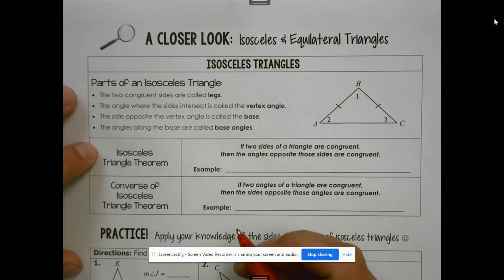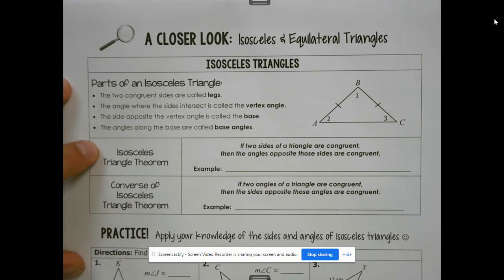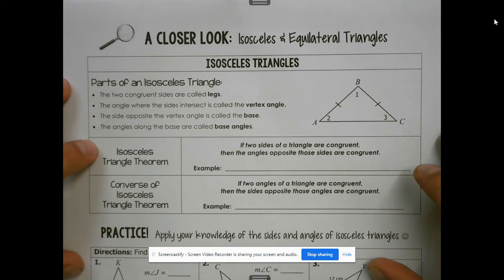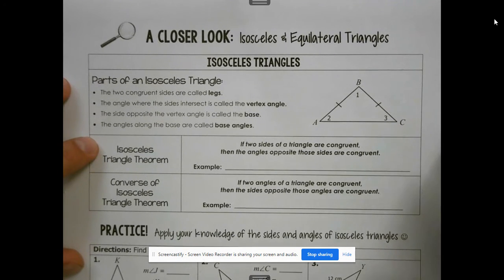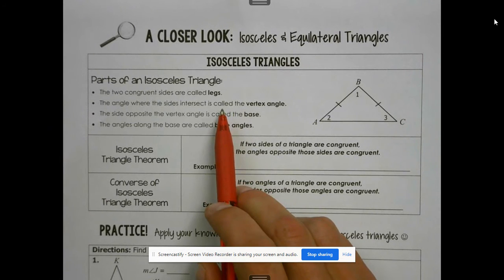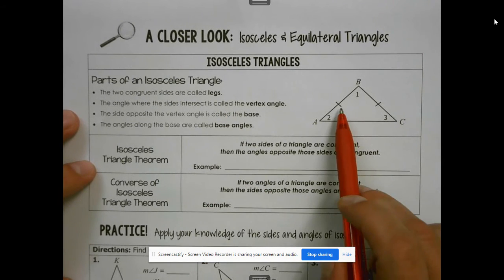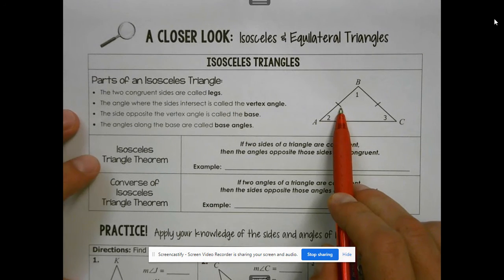All right, this lesson deals with isosceles and equilateral triangles. The front page will talk about the isosceles, and then on the back page we'll hit up the equilateral triangles. All right, so the first part of your notes, we're going to talk about specific pieces of an isosceles triangle.